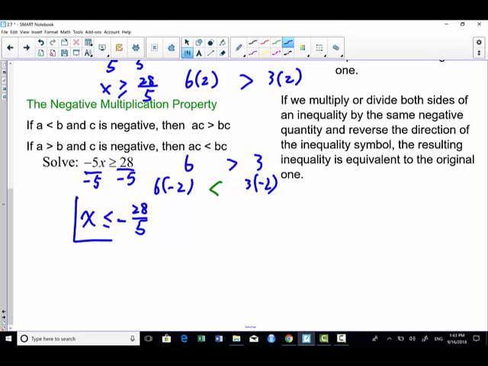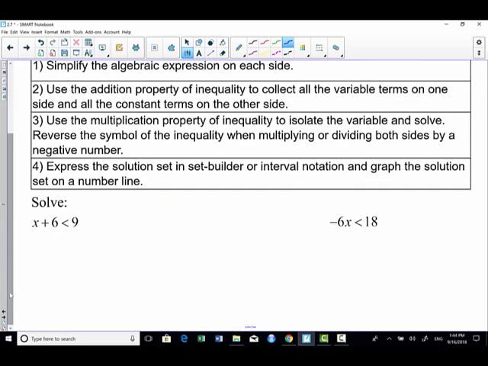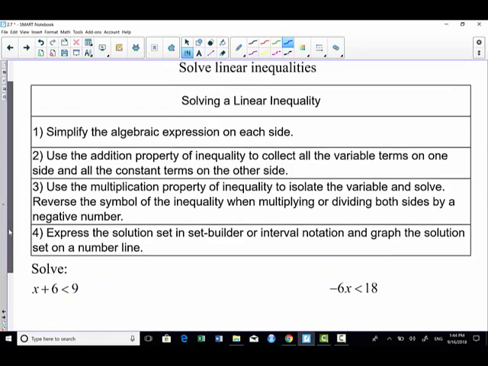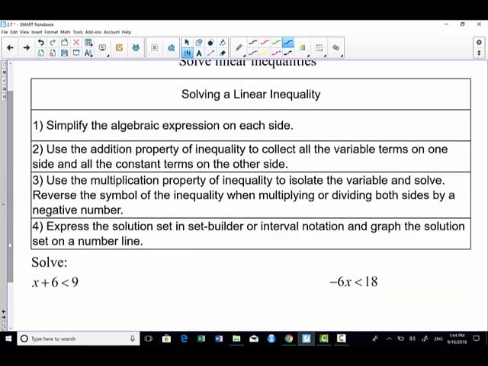So this is the solution set for this inequality. Notice also I moved that negative sign from the denominator to the front. This is still equivalent to the original number, 28 over negative 5. Now we're ready to apply those two properties, and also use different notations, to solve linear inequalities using the following steps.